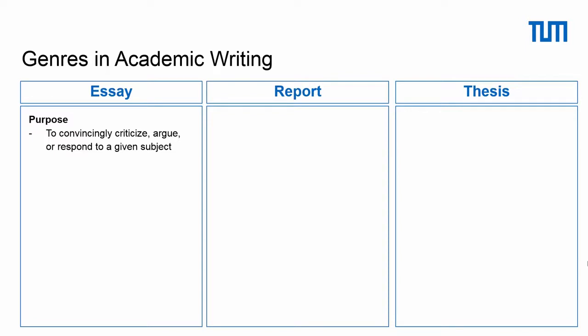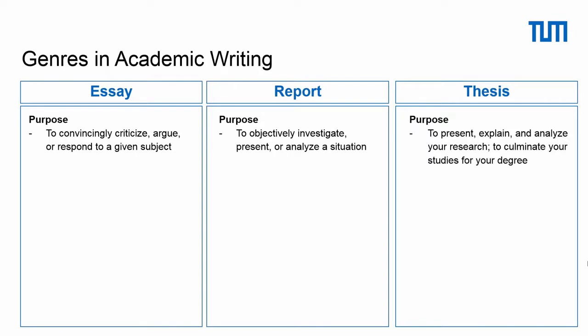For an essay, the purpose is to criticize, argue, or respond to a given subject. So this is going to possibly have a lot to do with your own personal opinion. You want to make a claim about a certain point and use the text to argue that point. A report is going to be much more objective. It doesn't really have anything to do with your opinion at all. You just want, in a report, to investigate or analyze a situation based on the facts available.